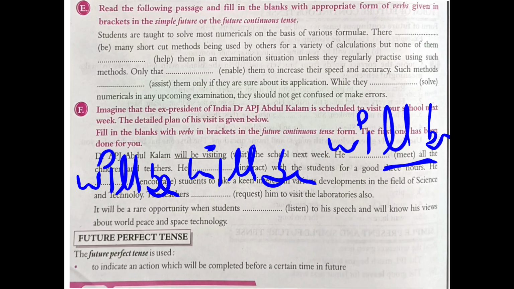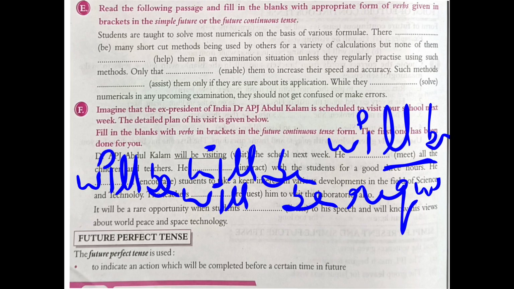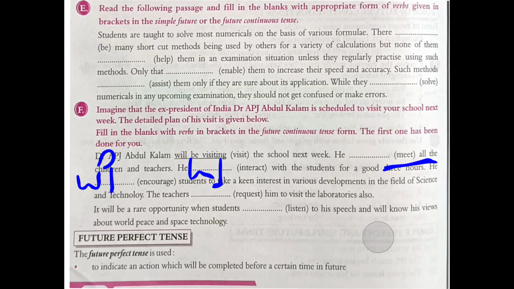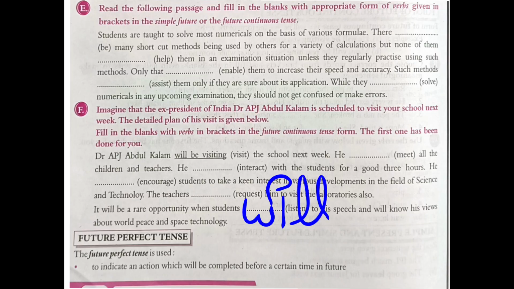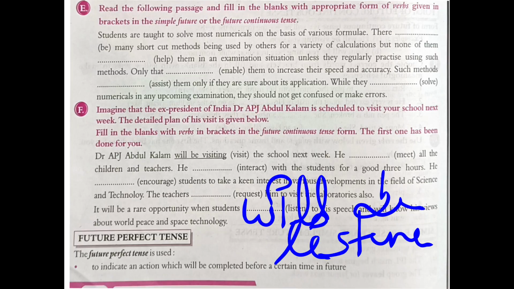The teacher will be requesting. Again will be and then requesting. The teacher will be requesting him to visit the laboratories also. It will be a rare opportunity when students will be. So here will be, and listen will change into listening because it's a future continuous tense.